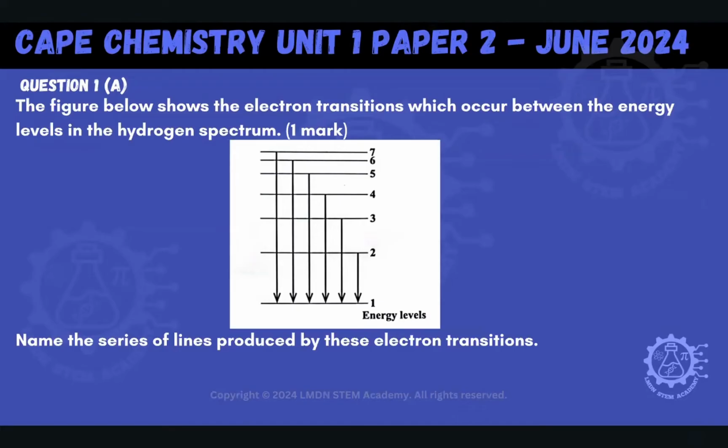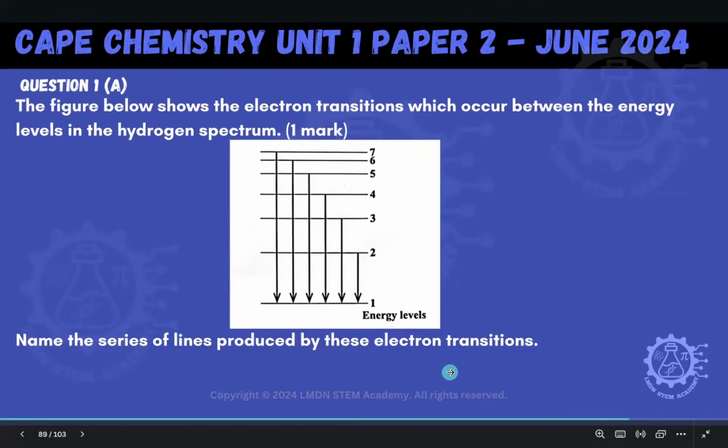In this video, we will be working through the Module 1 question from the CAPE Chemistry, Unit 1, Paper 2, June 2024. Now, question 1A says that the figure below shows the electron transitions which occur between the energy levels in the hydrogen spectrum. So here's our figure, right?